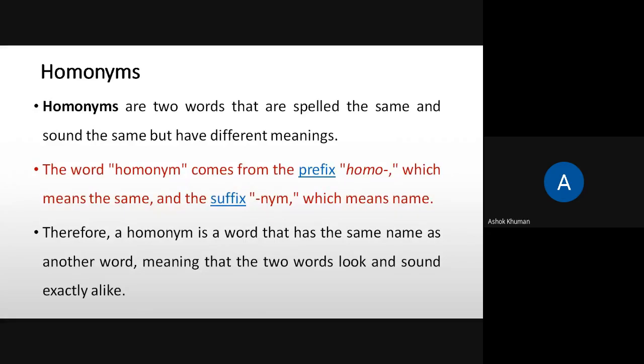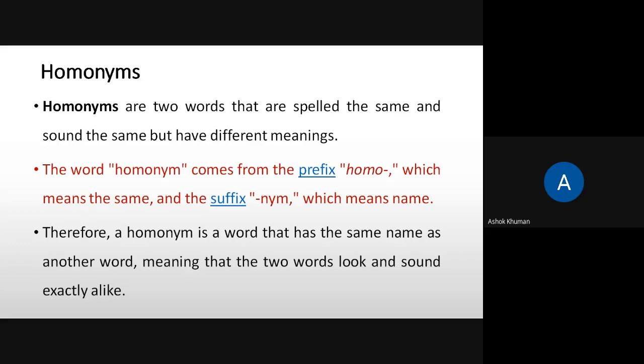Firstly, let us understand the word itself, homonym. The word homonym comes from the prefix homo. Homo means the same, as in homogeneous, same. Heterogeneous means a variety, different types. And the suffix nym. Prefix homo and suffix nym. Nym means name. So what does it mean? Homonym means same name, same spelling or same sound.